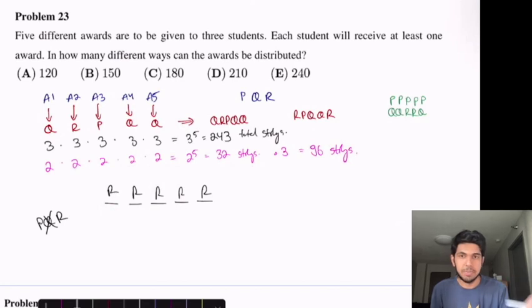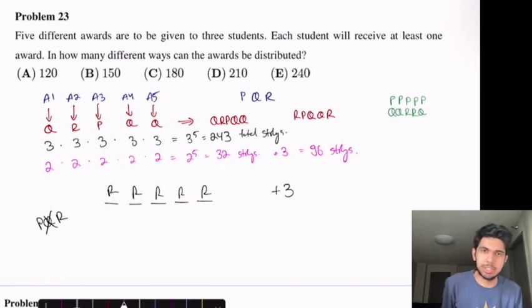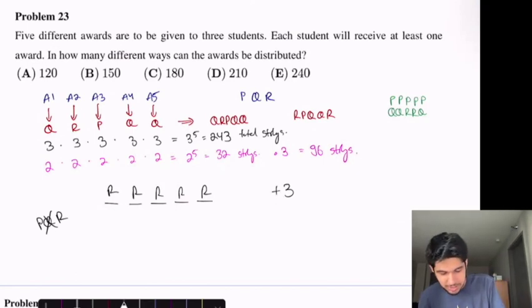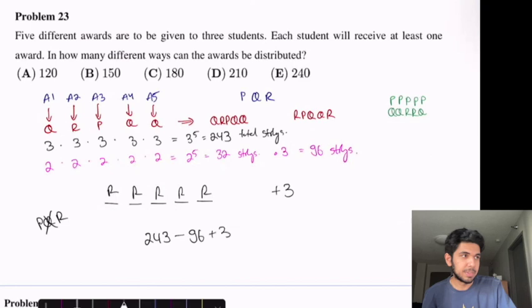And the same thing goes for P, P, P, P, P, and Q, Q, Q, Q, Q. So since we subtracted it out twice, we have to add one copy of each back into our sum. Because we did want to remove each of these, but we wanted to remove it once. So we have to add 3 more to our count, just to account for that double count. So our answer will be 243 minus 96 plus 3. That's going to be our final answer. And this is going to be 150, which will be choice B.